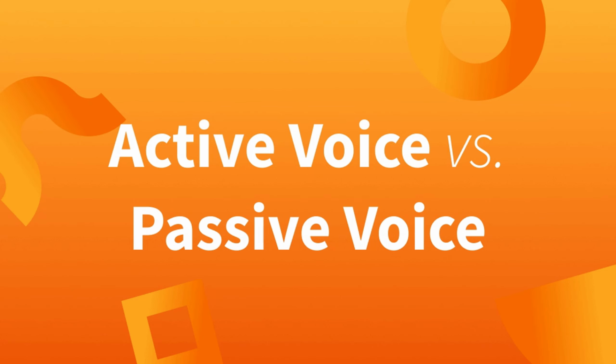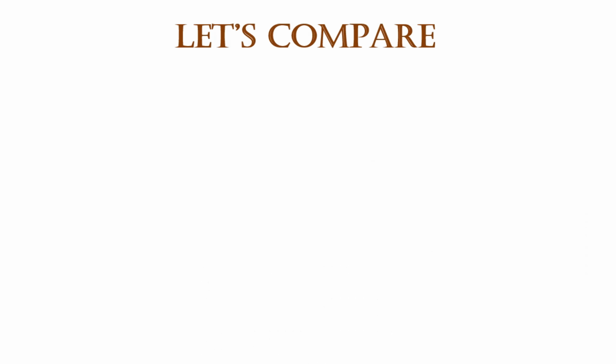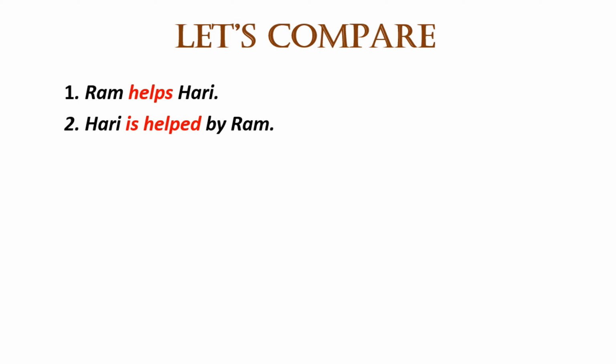Let's deal with a topic called active voice, passive voice in English grammar today. Let's compare these two sentences. Sentence 1 is Ram helps Hari. Sentence 2 is Hari is helped by Ram.